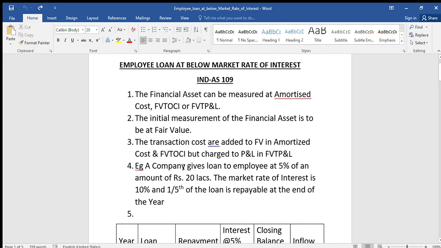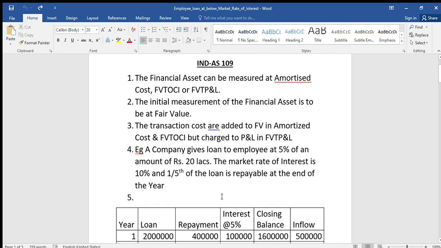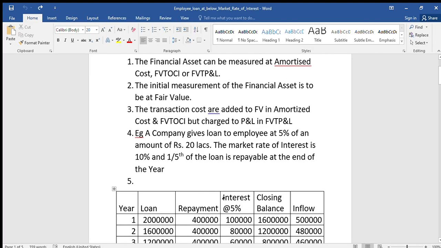Now we'll discuss an elaborate example to discuss how this fair value would be taken into consideration. A company gives a loan to an employee at 5% for an amount of rupees 20 lakhs. The market rate of interest is 10% and 1/5 of the loan is repayable at the end of each year. So first we'll do the computation as to what will be the inflows and how the interest computation would take place.